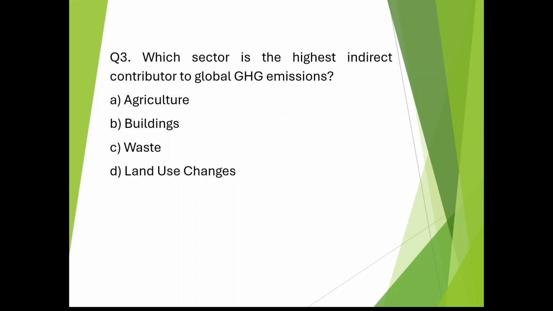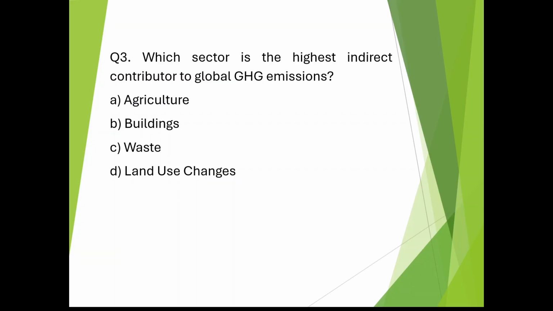The question is visible to all of you. Which sector is the highest indirect contributor of global greenhouse emissions? Agriculture, buildings, waste, land use changes. So Farid is saying option B, buildings. Others also try to give your answers and participate in this problem solving session and make the session interactive. We will discuss several practice questions of this week one. And option C, Alam is also saying option C.